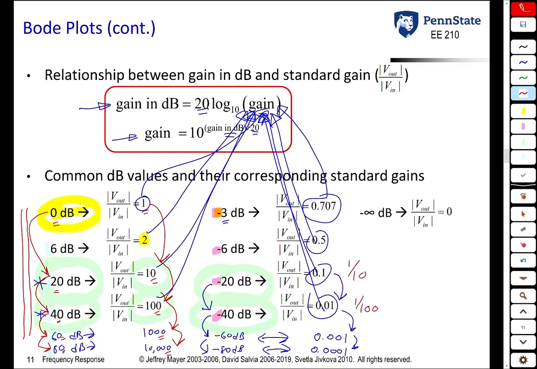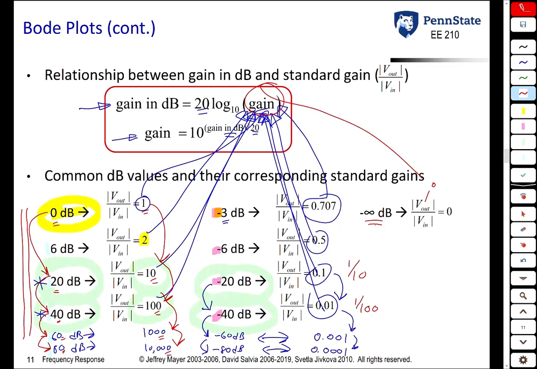Finally, what about a gain of 0? In other words, if the input does not show up at the output at all. In this case, V out is 0. You plug in 0 into that. What is the log of 0? The log of 0 is actually -infinity. So the way you represent a gain of 0 in decibels, it's -infinity dB.